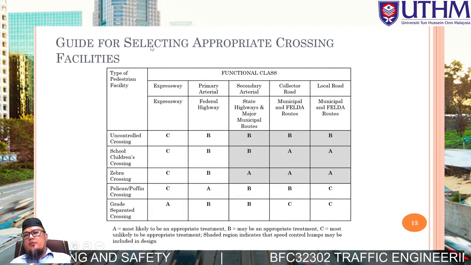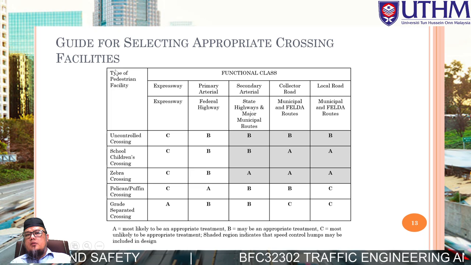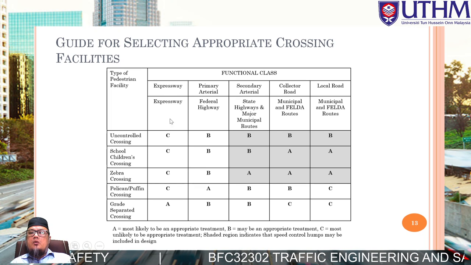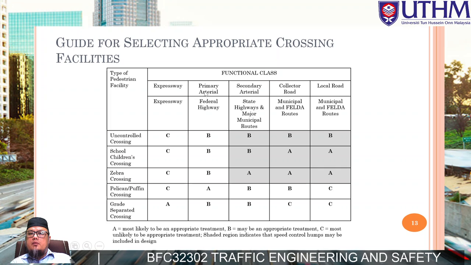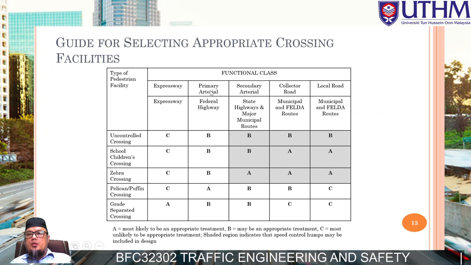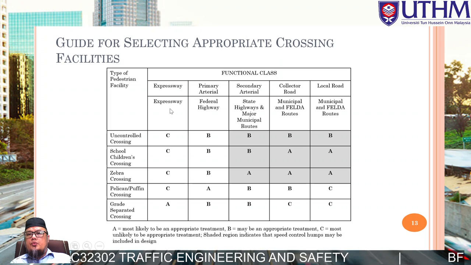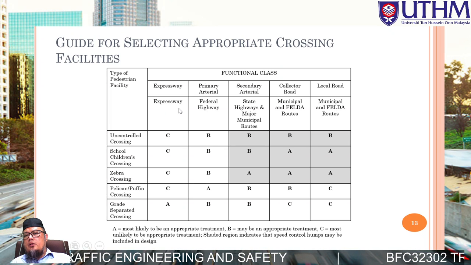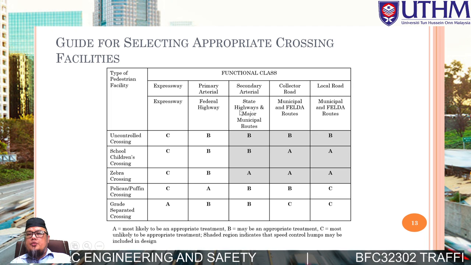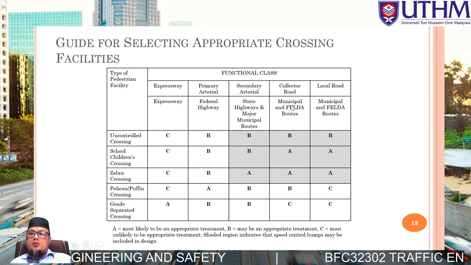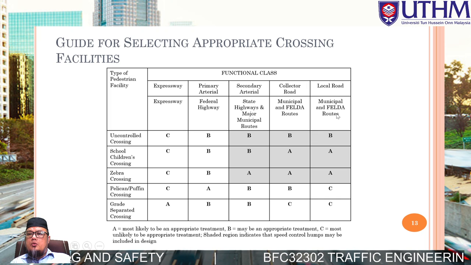Okay, next, the guide for selecting appropriate crossing facilities, eh? Okay, we have a category of the road classification or functional class of the road. So expressway, primary, secondary, arterial, collector and local road. And this one is for the federal or the rural area: expressway, federal, state highway, municipal road, and municipal for the local road.